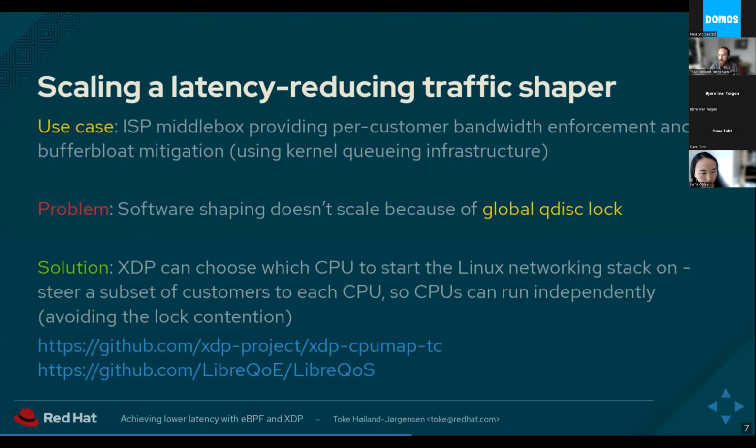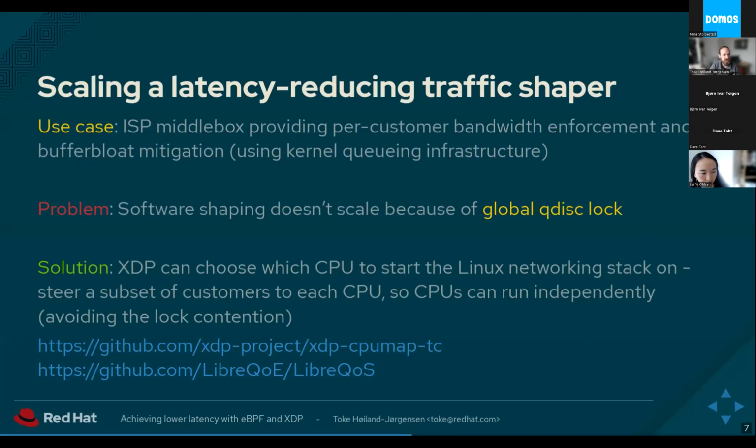So you basically have the traffic divided up between different subsets. And then you can use XDP to redirect the traffic to different CPU cores, so that a certain customer's traffic is always hitting the same CPU core. That means you don't need global locking across CPUs anymore, and that means you can get pretty linear scaling across CPUs.